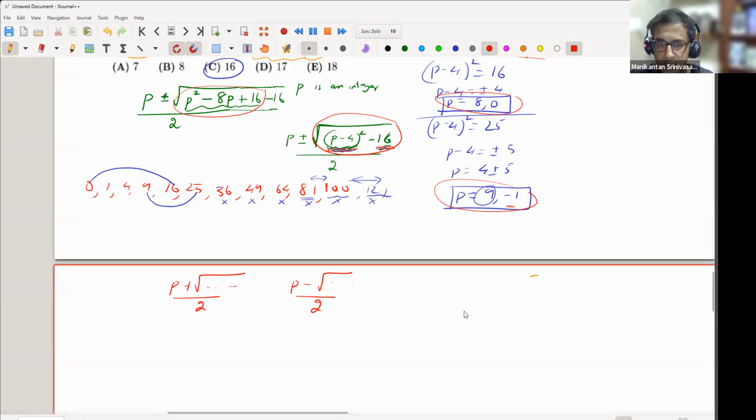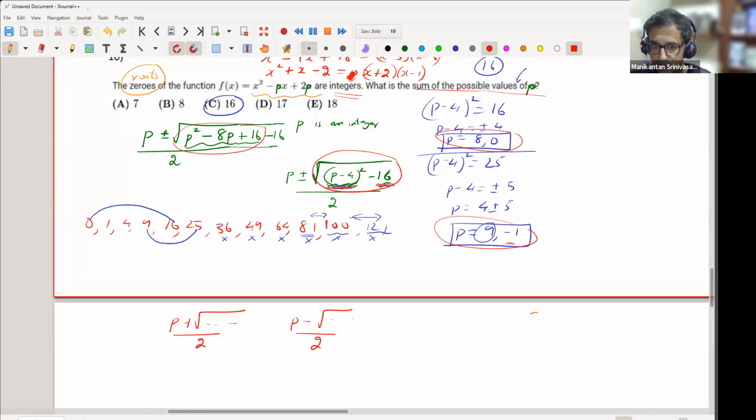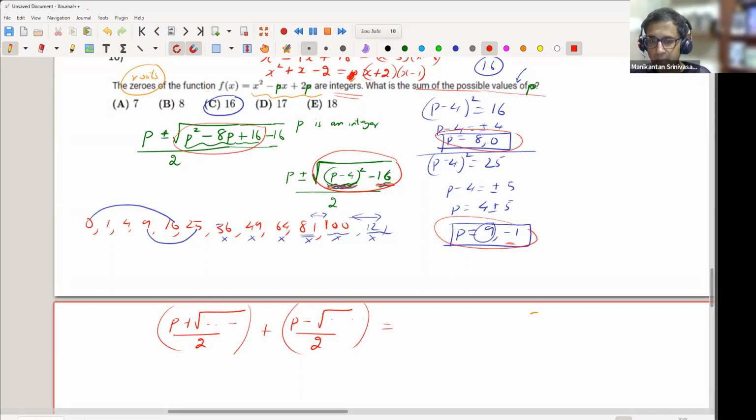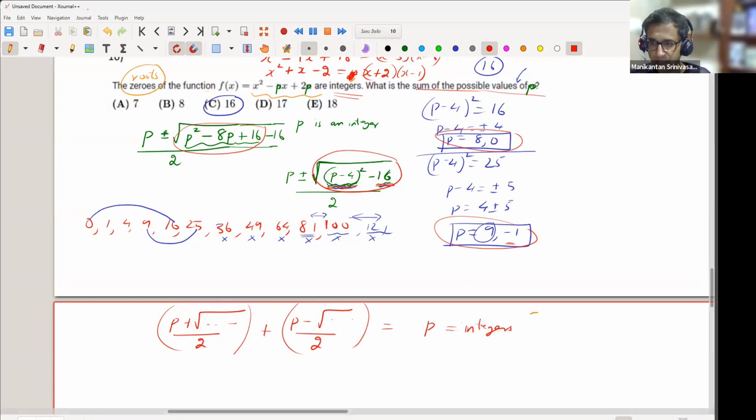The question says the roots of these are integers, which means these two are individual integers, which means the difference between the two roots is also an integer, or the sum, whatever it is. In fact, let's go for the sum, that's easier. The sum of these two is also an integer, right? What is the sum? It's just p by 2 and p by 2, which adds up to p. So p is an integer. That's how we conclude. Does it make sense?